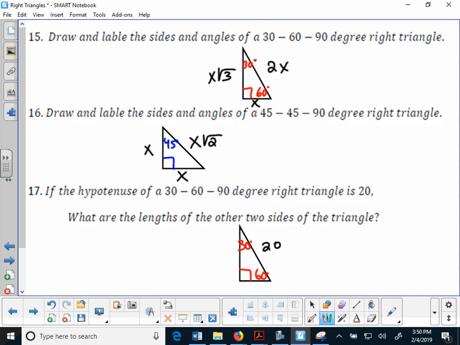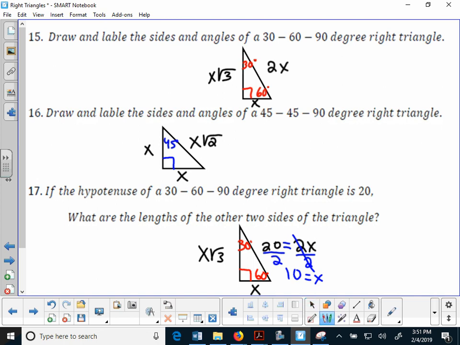So what we're going to do here is we are actually going to label in terms of x. The side opposite the 30 is x. The hypotenuse is double that, so 2x. And the side opposite the 60 is x root 3. This is what we know right there. So we're actually going to divide by 2 so we can solve for x. That cancels, and 20 divided by 2 is 10. So everywhere we see x, we are now going to put a 10.